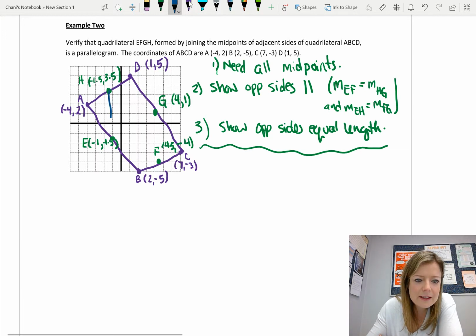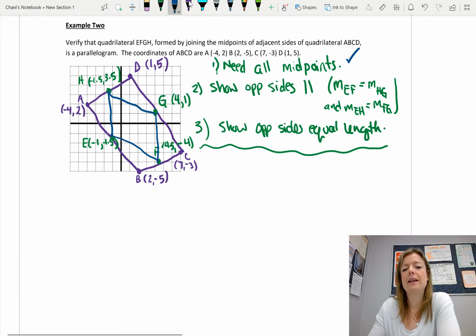Okay, so we're looking at this shape, the one where you join adjacent sides. We've got to show that this blue shape is in fact a parallelogram. So we have the midpoints, step 1, check. And in your work, you can actually show how you find them, or you can just label them. If you do it in your head, it's up to you. But midpoints, I'm going to assume you guys are good on midpoints. So now we have to find all the slopes. All 4 slopes. Let's start with the slope of EH.